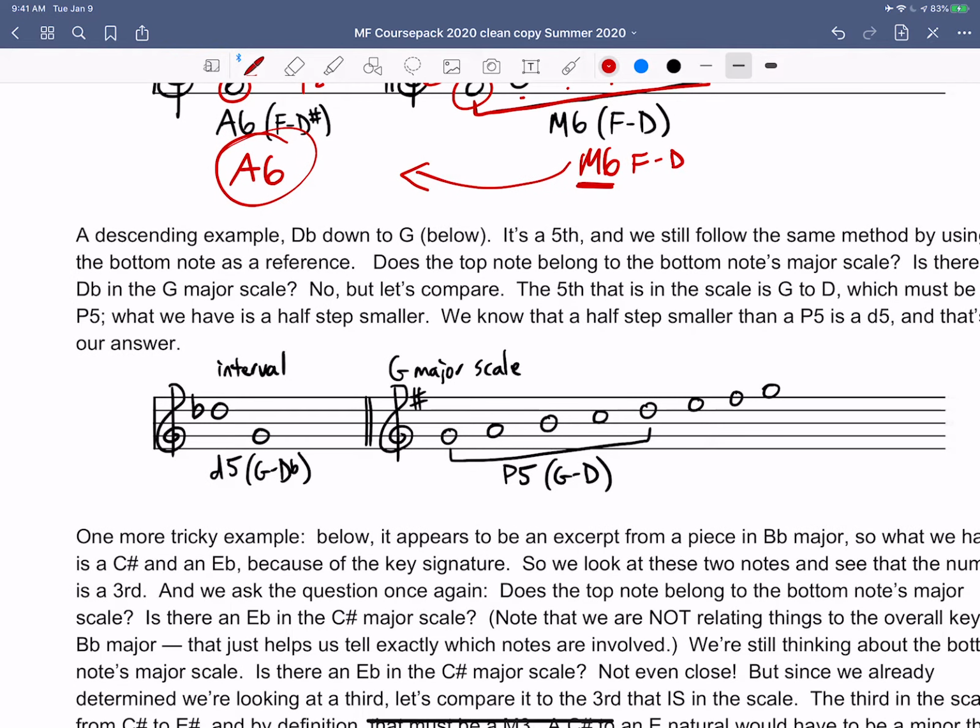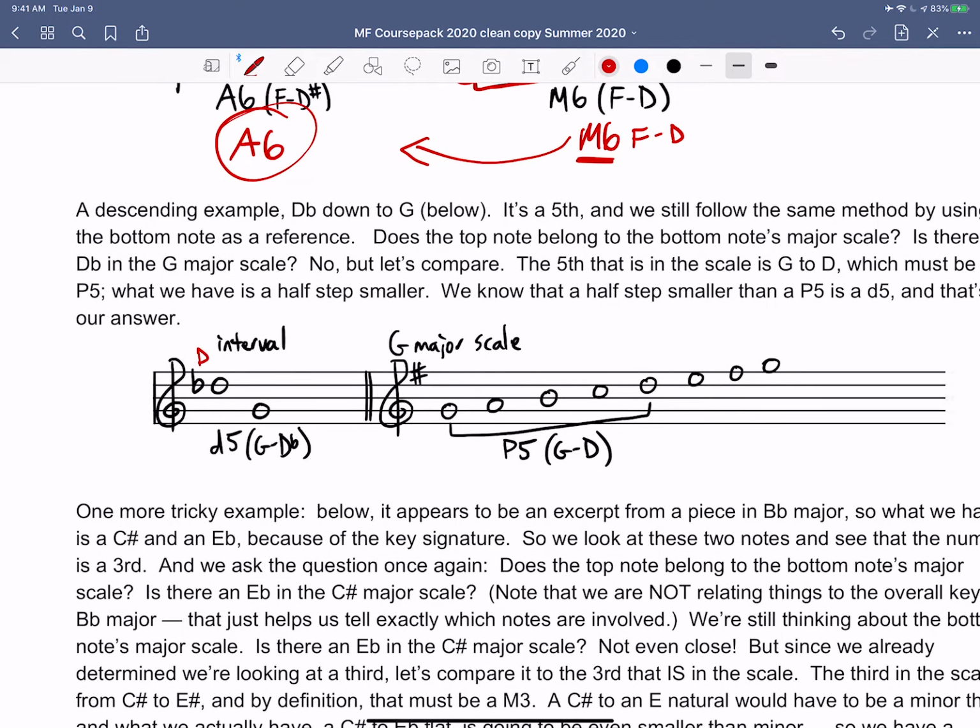Let's take a descending example. So we've got D flat down to G. Still calculate your number component the same way. So it's a fifth. We ask that question, does the top note belong to the bottom note's major scale? And yes, the top note comes first here. We're still dealing with top and bottom. Don't worry about the order so much. So does the top note, the D flat, belong to the G major scale?